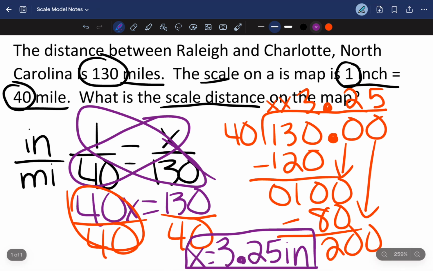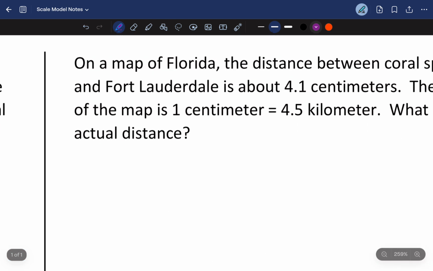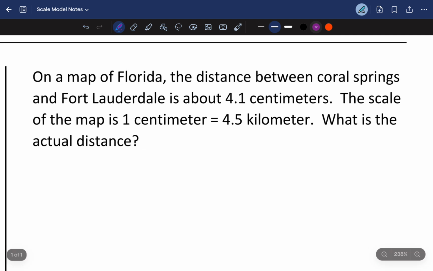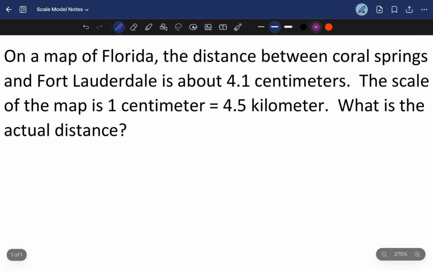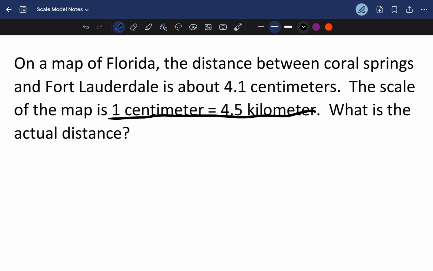Okay, we're going to do one more. So we're not doing this last one about the sofa. We are going to do this one on a map of Florida. The distance between Coral Springs and Fort Lauderdale is about 4.1 centimeters. The scale of the map is 1 centimeter equals 4 5/10 kilometers. What is the actual distance? So I'm going to use that information from the scale, and that's going to guide me and help me set up my proportion. So I'm going to circle my numbers.